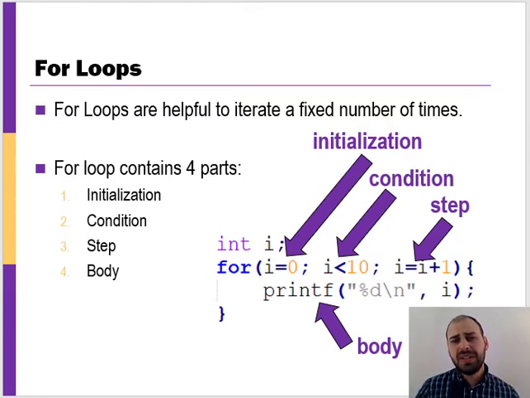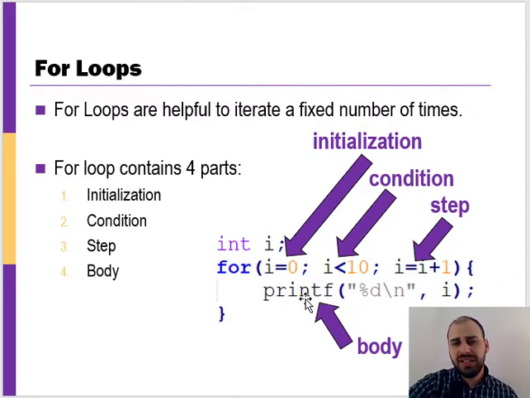So let's take a look at a for loop, and how we want to break this out into 4 components. We have an initialization piece, a condition piece, a step, and the body. The body is the code body, everything in the curly brackets.